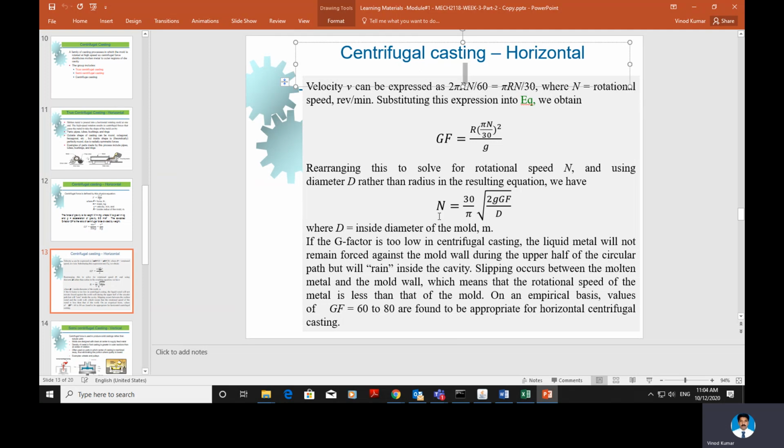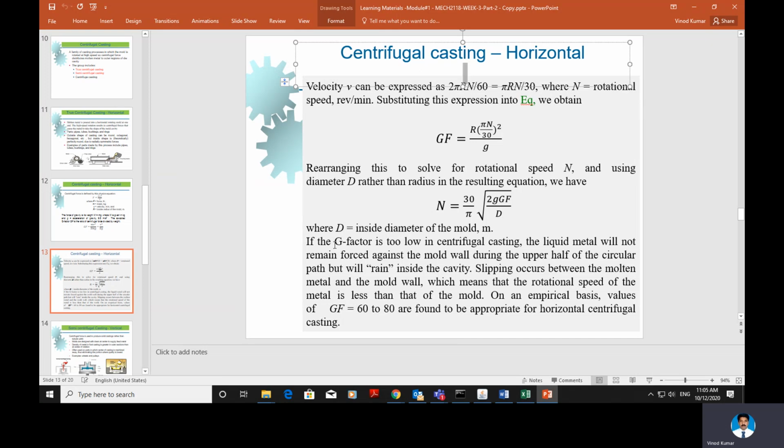From here we can calculate the speed of rotation required to produce a diameter d, which is n = (30/π) times the square root of 2g·GF divided by d. Here g is the acceleration due to gravity, GF is the G factor I already explained to you, and d is the diameter, or inside diameter, of the mold to be produced.